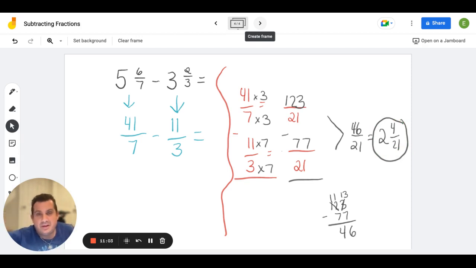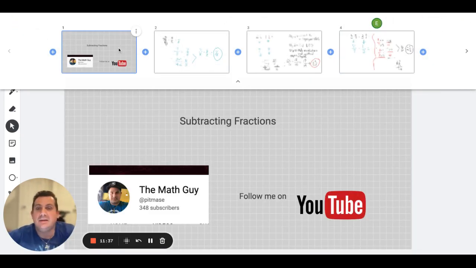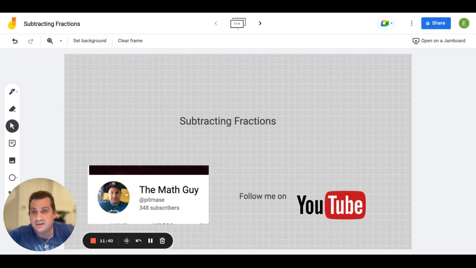Okay, so you will see I do the same steps for each problem. I'm converting my mixed numbers into an improper fraction. Then I'm working to find my common denominators. I'm making my equivalent fractions over here. Then I subtract to get my answer. And then I have to simplify them. So let me just go back, and that is this video on subtracting fractions.